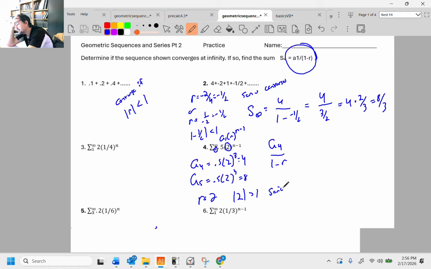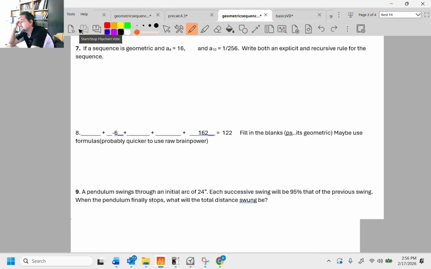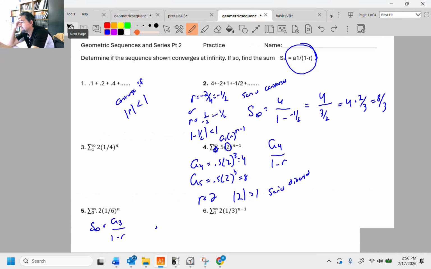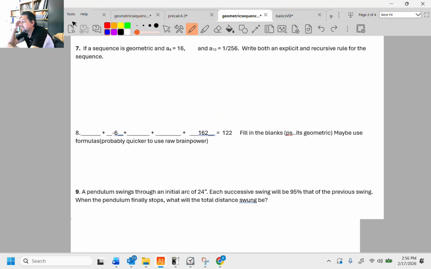But the ratio is 2, and the absolute value of 2 is definitely bigger than 1. The series diverges. But anyways, use this little knowledge that I just gave you, because it's going to make a big deal on 5. Like when you do 5, the sum to infinity is going to be the third term over 1 minus r. It's not going to be the first term. It's going to be the third term. Anyways, you just keep working on 5.